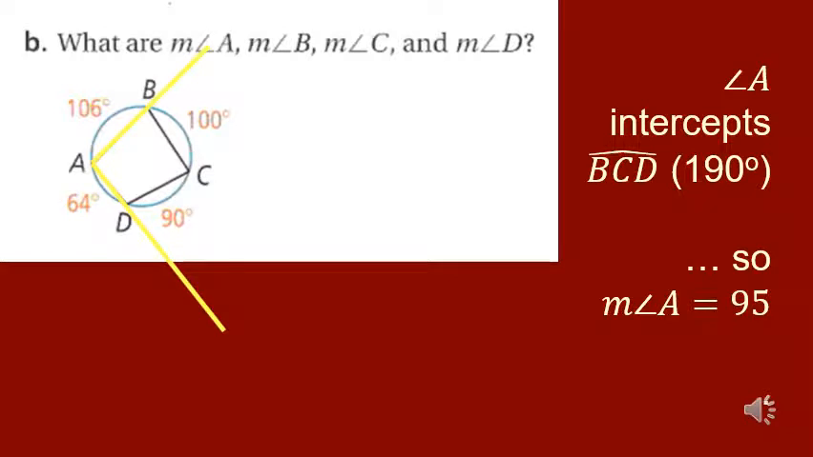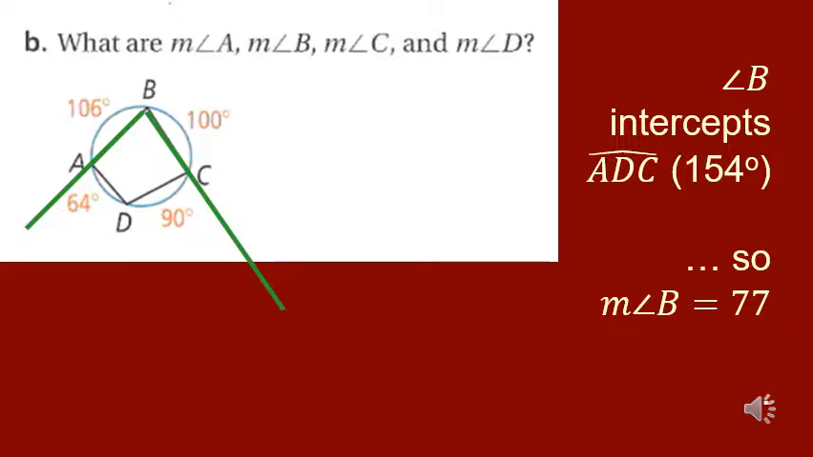Well, I put in some extra lines here to try and make it a little bit more obvious exactly where those angles are. And if you look at angle A and you extend it so that it cuts through that circle, it should make sense that the arc that it's going to intercept, which happens to be BCD, is going to be 100 plus 90, or 190 degrees. The angle then's got to be half of that, so it's going to be 95.